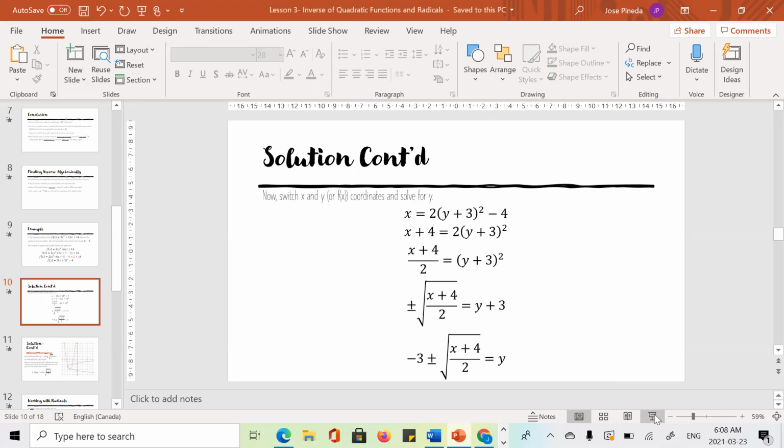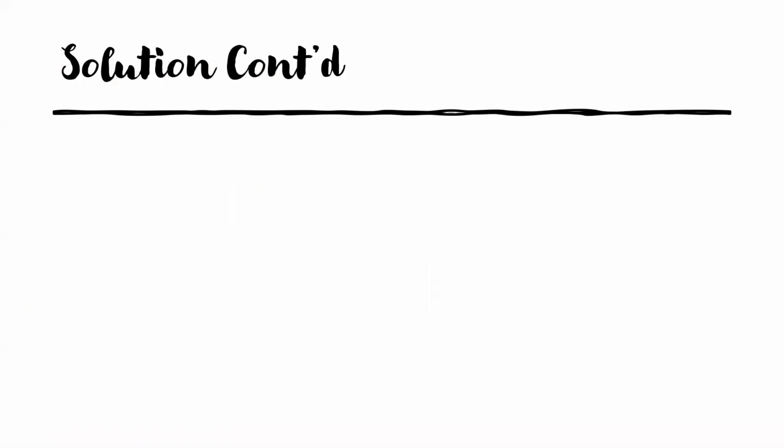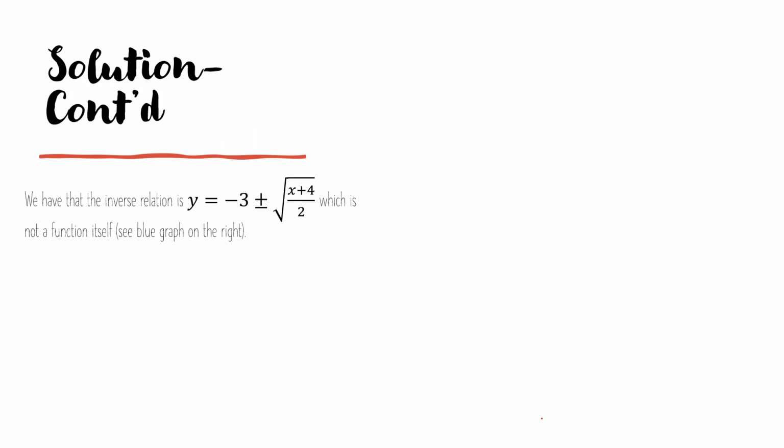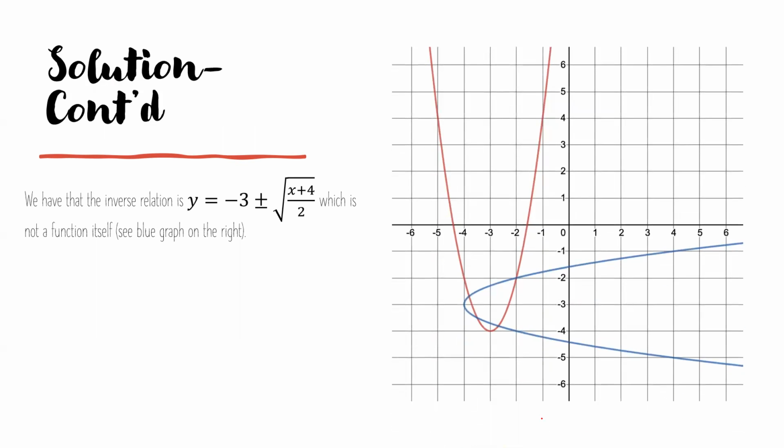Okay, so what I'm going to do is go to the next example here. And again, notice, sorry, I'm actually not done yet. Notice that now I just simply wrote that as y. I did not write f inverse, and I definitely did not write f inverse of x, because it's actually not a function. So what I have right now is that the inverse relation is negative 3 plus or minus the square root of (x + 4) over 2.